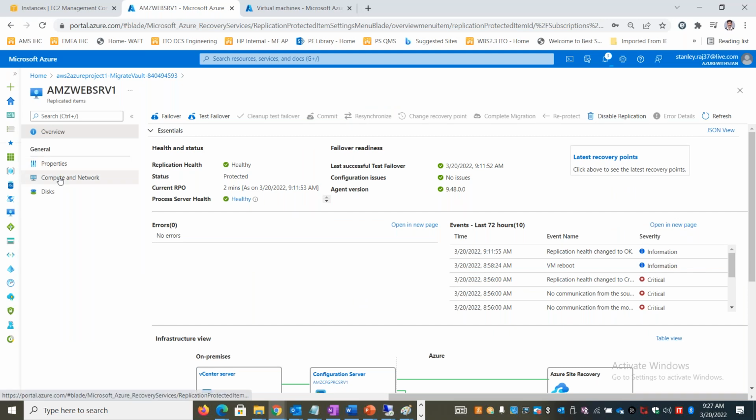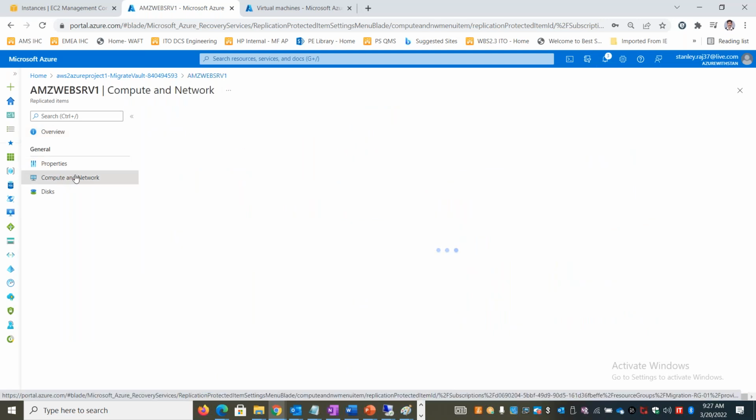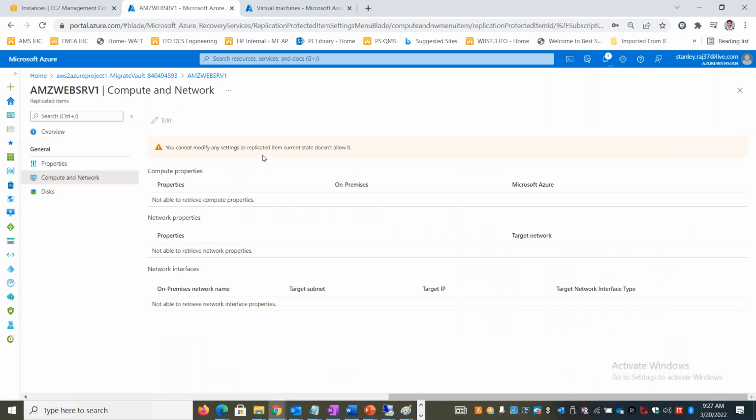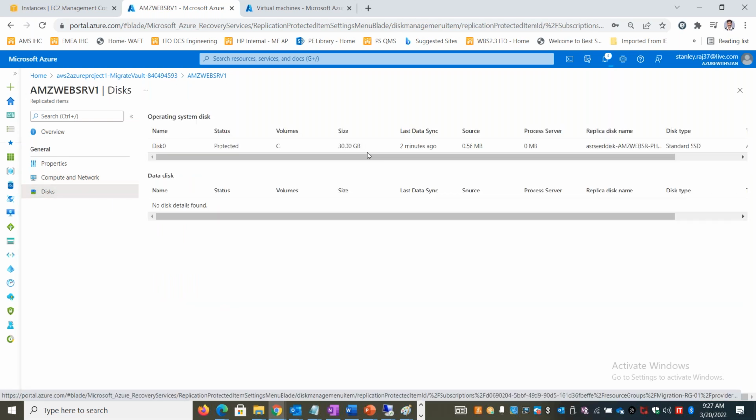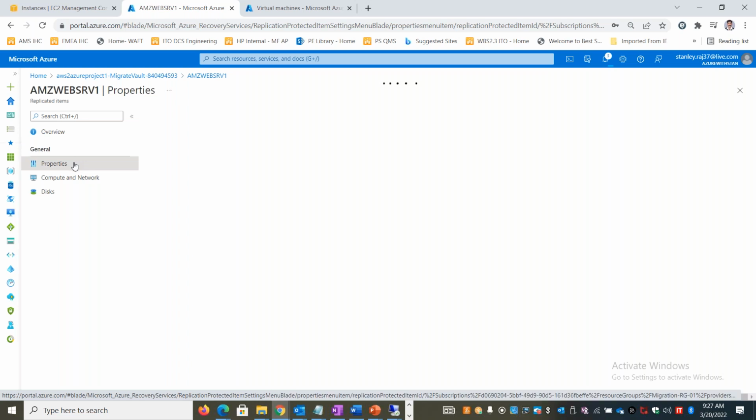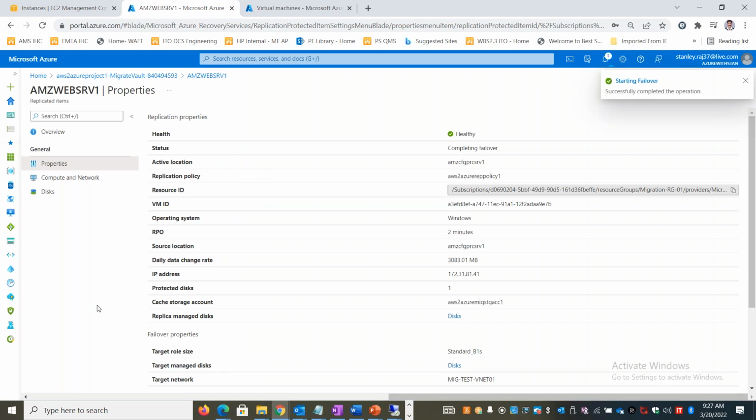You have the option to change certain options like the compute, network, and disk. Currently, the replicated item is getting failed over. Otherwise, you can change the compute type like B1 or B2, or the instance family, or the network. All those options are made available. Even if you want to change the disk size, from SSD to premium SSD, you can do that here before initiating the failover or cutover. You have some options to modify.